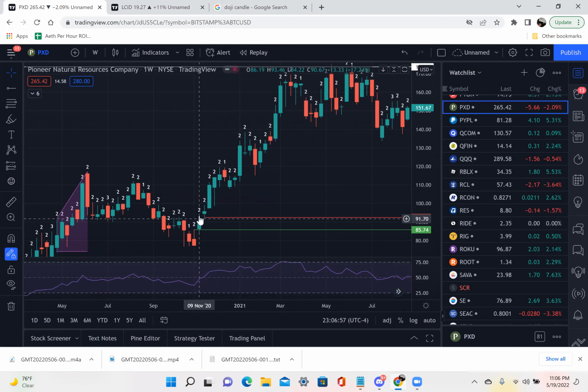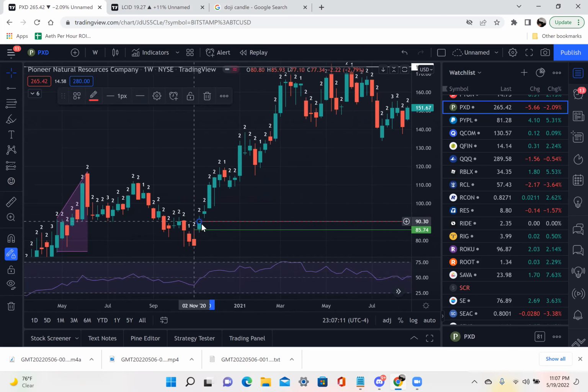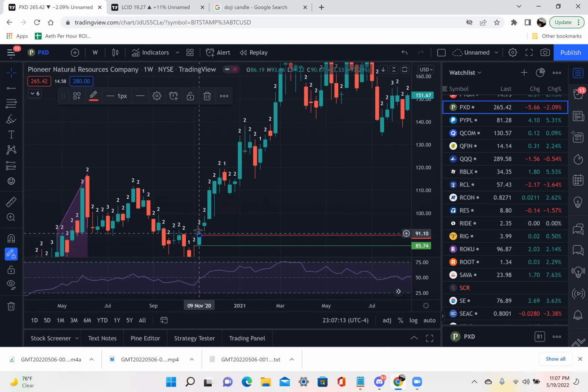Long story short, now that you know this is your entry and you took all this profit and you still have not cashed out on your profits, the next week opens up and it starts pushing. It opens up right here. You can leave your stop loss down here. I would tell you to just bring it into this candle right here before you bring it to the bottom of this candle, because we don't know.